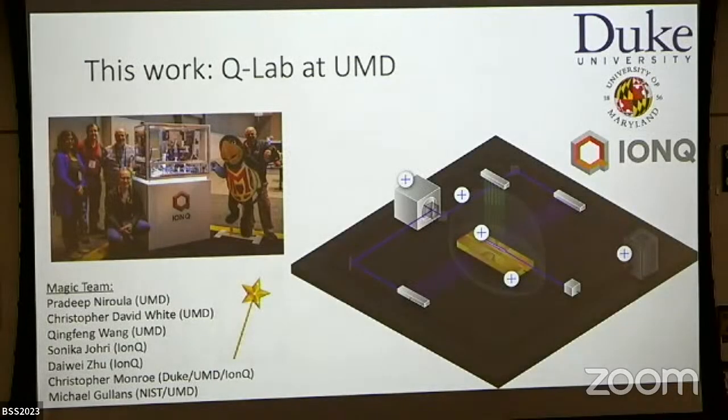In this particular experiment, we actually ran on IonQ hardware. So this was about the time we were moving from Maryland to Duke. The timing worked out to use this partnership through the Q Lab at University of Maryland that they have with IonQ, so that we can get access to the ARIA machine. And so we have a team here that's a combination of folks from Maryland, IonQ, and Duke working on this project with me.